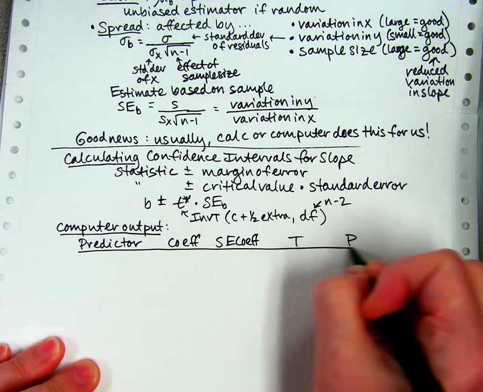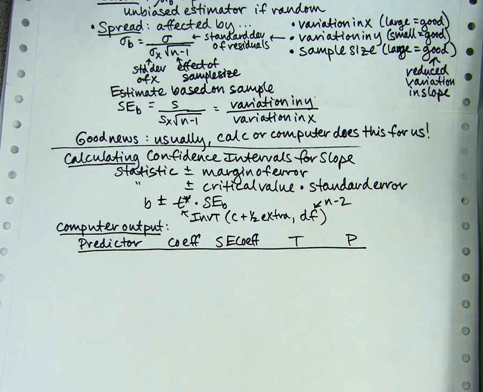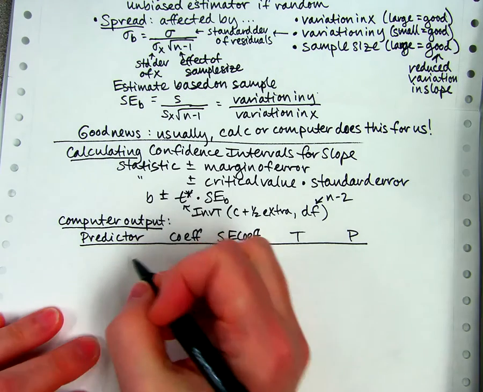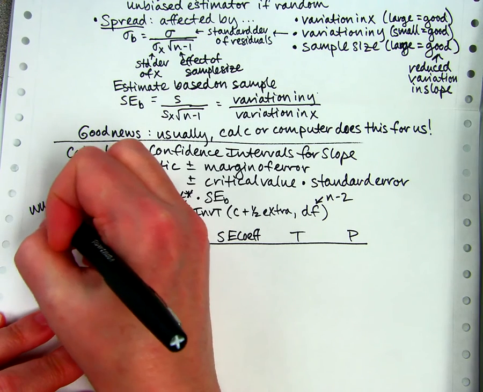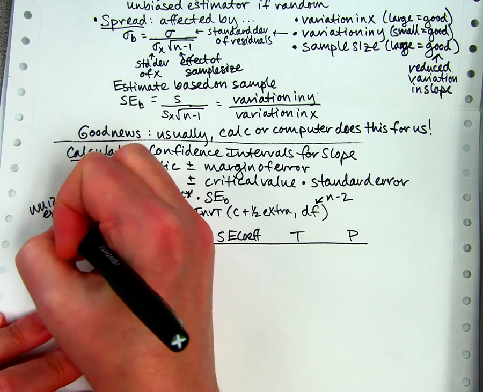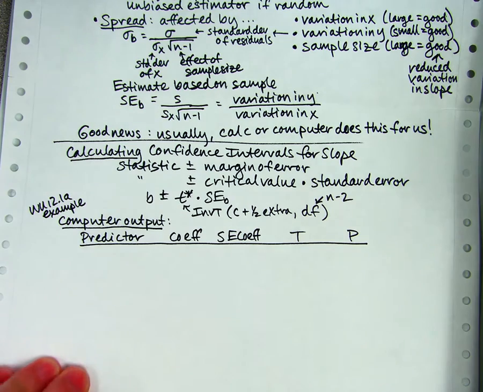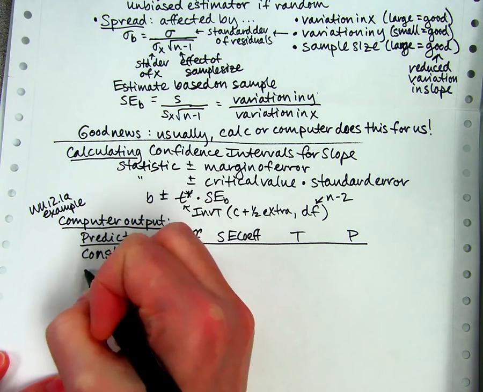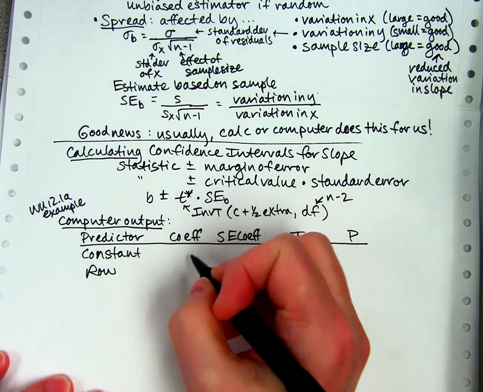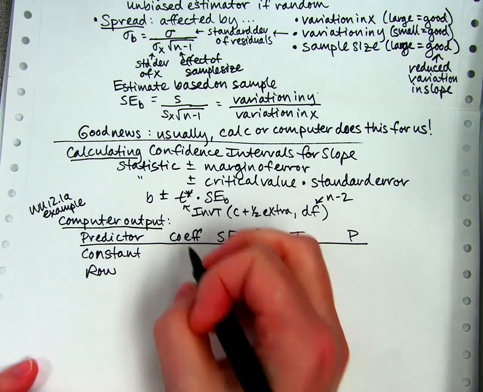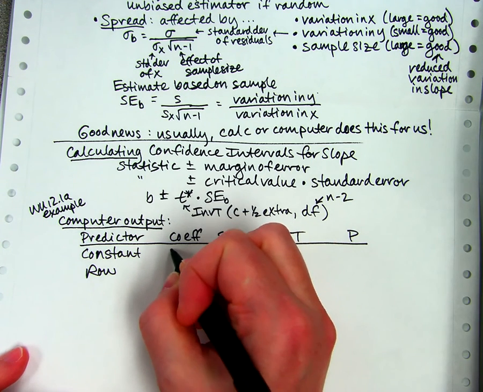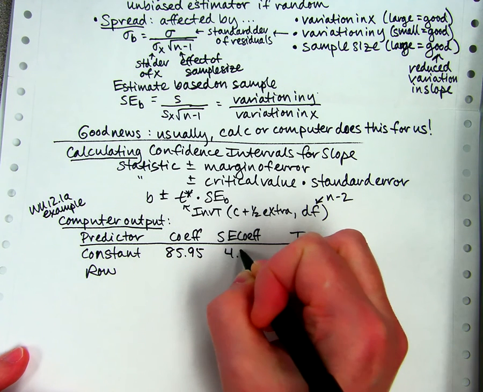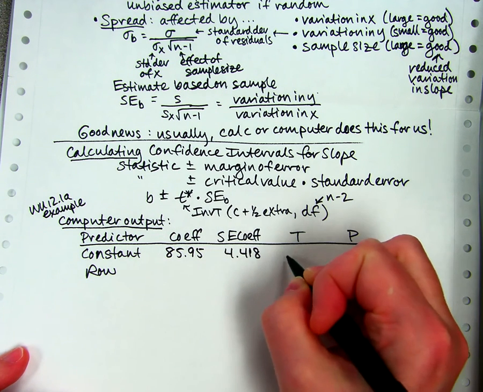I'm going to give you the computer output from the rows and scores that we did in the warm-up for 12.1a. If you didn't do that warm-up yet, you probably should go back and look at it. So this is always constant. This is row. I'm going to just write it out, and then I'm going to talk about each piece and where you would find the stuff you need on here. Some of it you already know where to find. I'm just copying it off of my computer output that I have on the side.